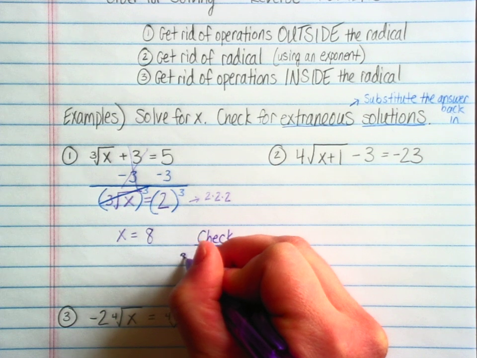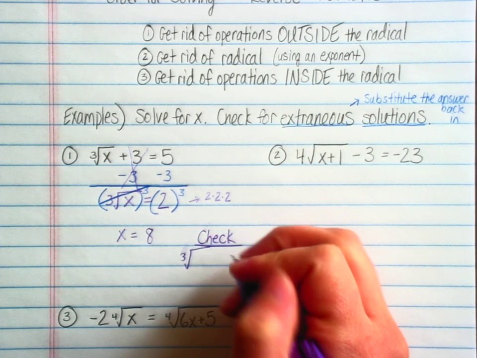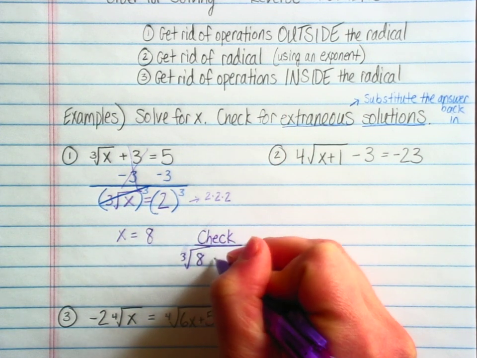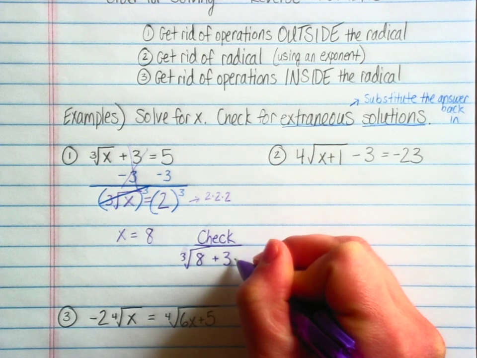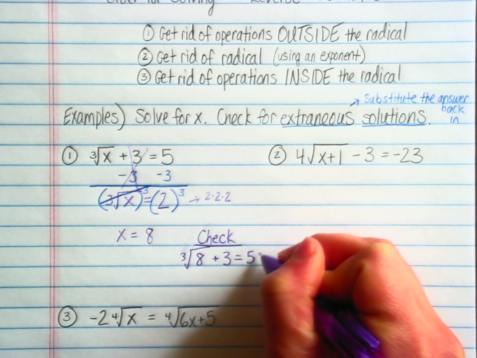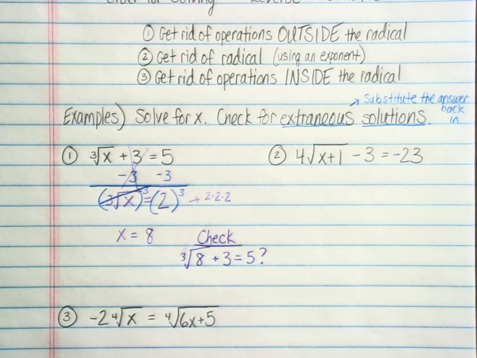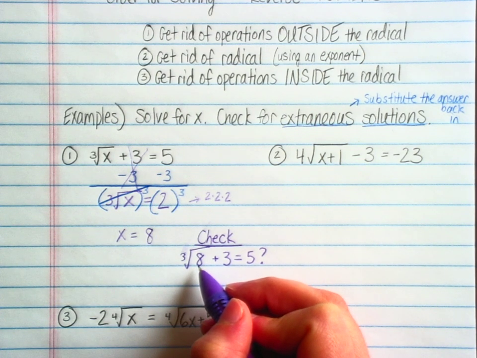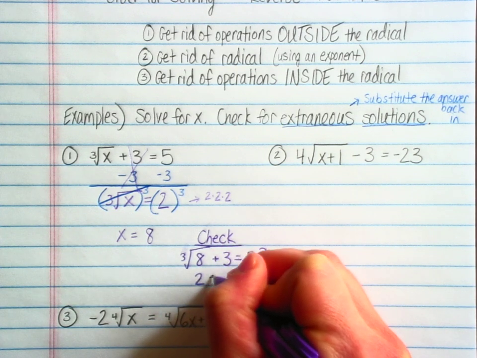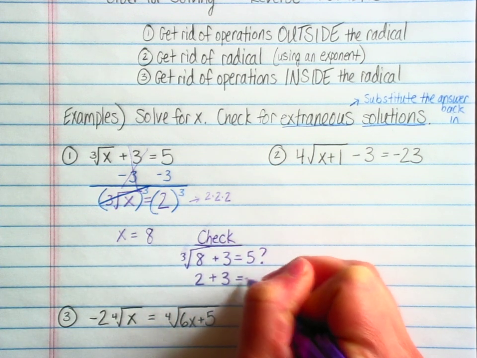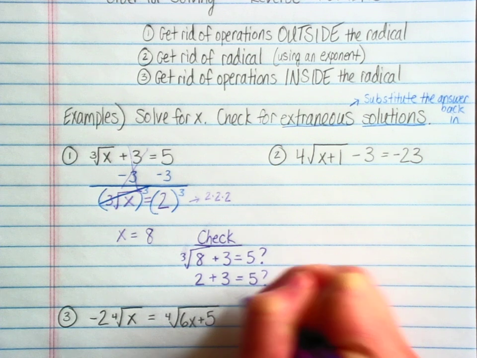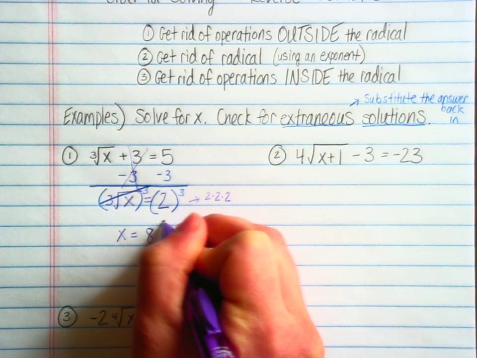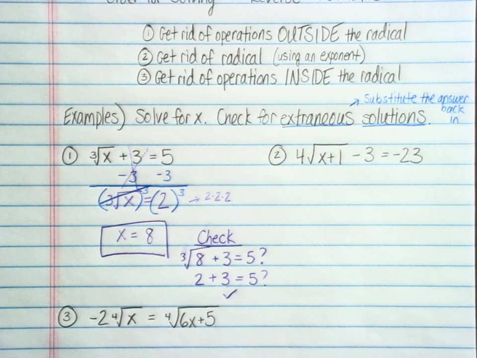So that would be the cubed root of 8 and then plus 3. What we want to know is, does that equal 5? So I'm going to put a little question mark here because that's what I'm checking. Alright, now the cubed root of 8, hopefully we're starting to get more familiar with our perfect cubes. The cubed root of 8 is just 2. So I'm really left with 2 plus 3 equals 5. And is that true? Yes, it is. So that means x equals 8 is a correct answer.